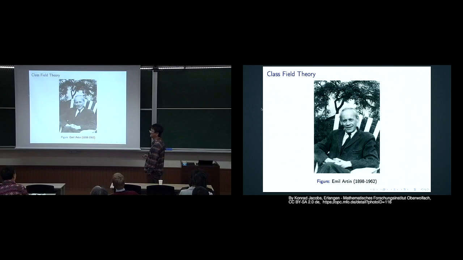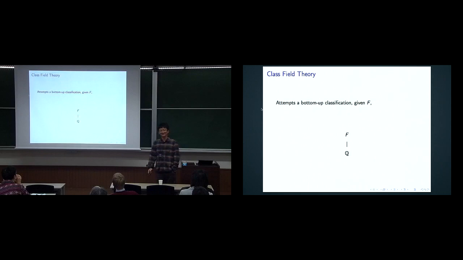This was a bottom-up classification, or an attempt to give a bottom-up classification. Meaning what? Here, you start with F, for example, F could be Q itself. And then you make some attempt to see what kind of K can be built out of F further. So in this sense, it's much more of a constructive approach than assuming something's given at the top and then trying to see what lies under. Here you start from the bottom and you try to build up.